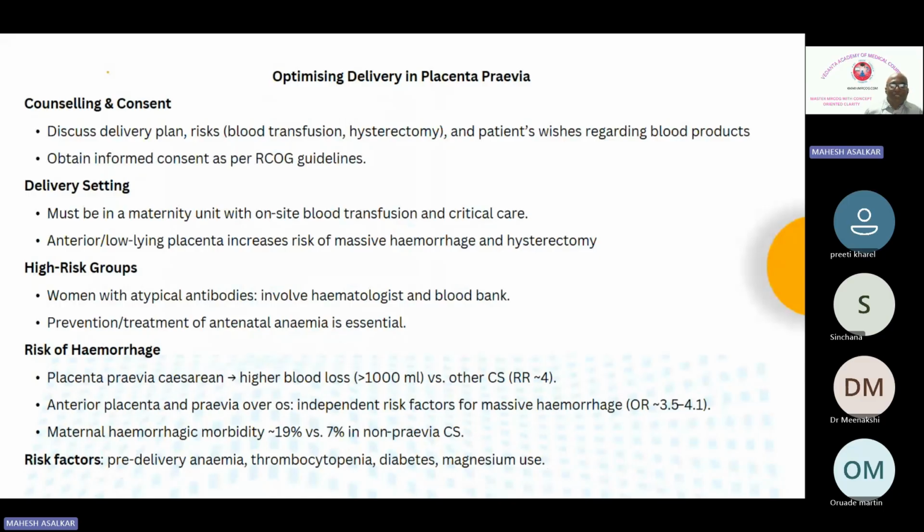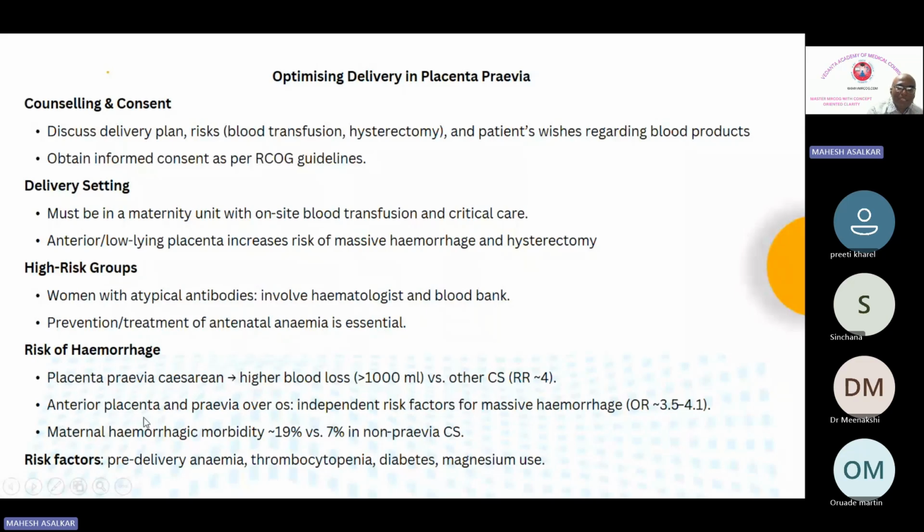Anterior low-lying placenta increases the risk of massive hemorrhage and hysterectomy. Higher risk groups, women with atypical antibodies: always involve the hematologist and the blood bank. Prevention and treatment of antenatal anemia is essential. Now, risk of hemorrhage: there is a high chance that you are going to land up with PPH or blood loss more than 1000 during cesarean section if you are dealing with placenta previa, as compared to other cesarean sections. The relative risk is 4, so 4 times higher chance of PPH or blood loss more than 1000 in a cesarean section for placenta previa.